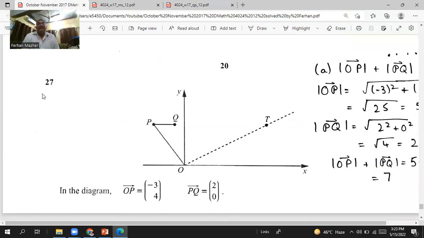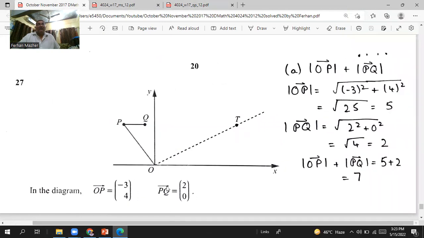So the OP magnitude very easily we can find out. You see the OP magnitude will be minus 3 square, that will be 9, and 4 square, that will be 16. So 9 and 16, that will be 25. So take under root. So it will be 5. So OP will be 5.